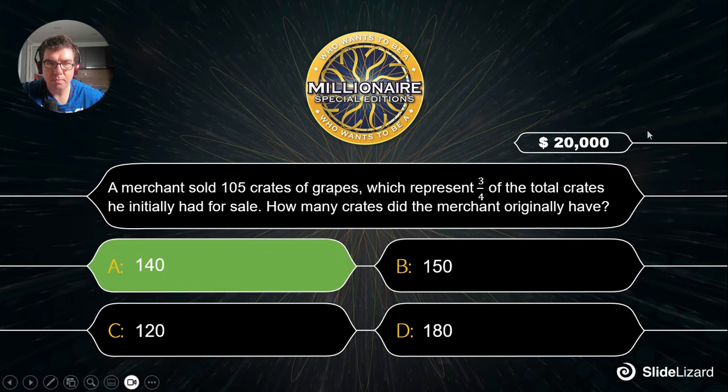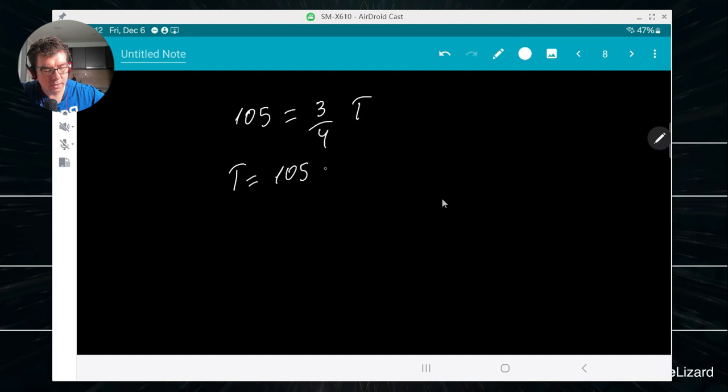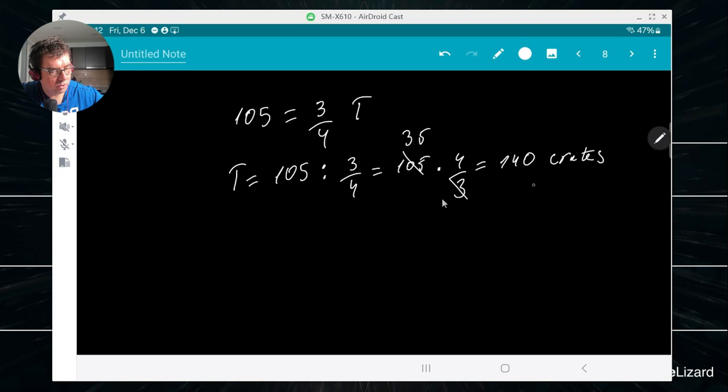Let's work it out again. So it's the same problem as before. The merchant has 105 crates, which represent 3/4 of the total amount. Let's call it T. Okay, so T is going to equal 105 divided by 3/4, which is 105 times 4/3. I reduce 105 divided by 3, I get 35. 35 times 4, I get 140 crates in total. Okay, let's go to the next one.